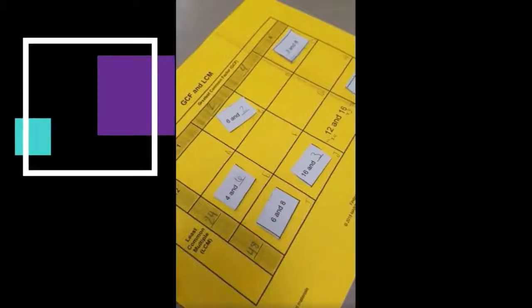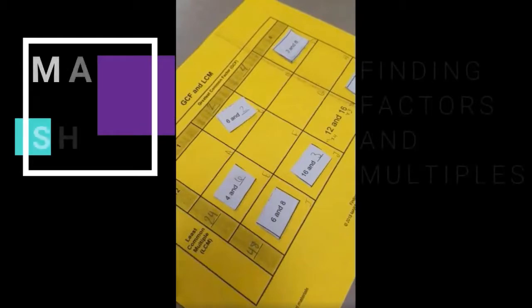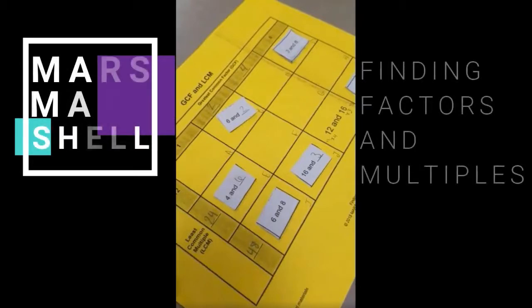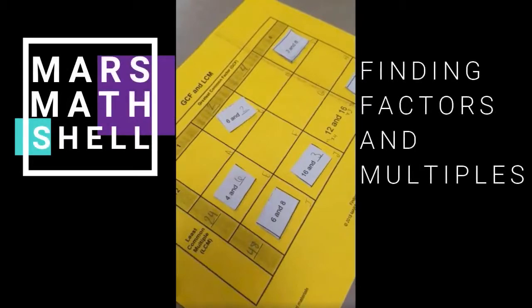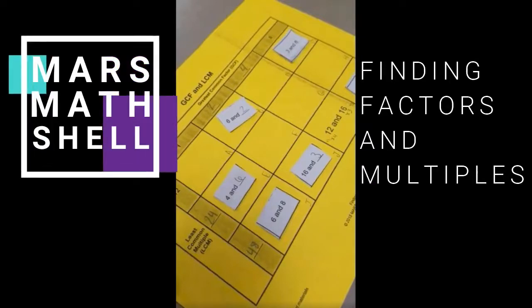This is a collaborative activity from Mars Math Shell, where students take part in a collaborative task in pairs or groups of 3, in which they complete a grid, finding numbers to satisfy different constraints of greatest common factor and least common multiple. As they do this, they learn more about how these quantities are related to each other and to the number. So Matthew, why did you put 3 and 8 here?